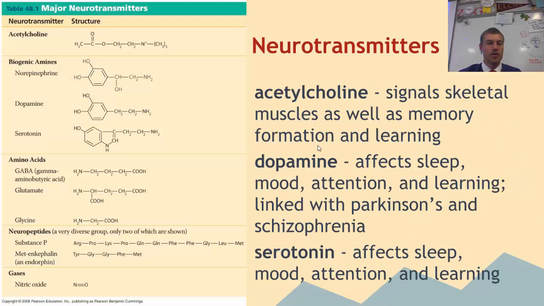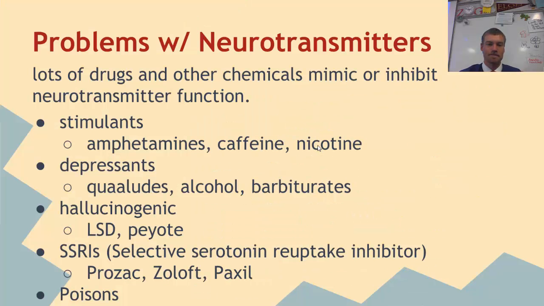Now, there are a lot of different neurotransmitters out there. There are some major ones, and we're just going to take a look at 3 of them real quick. We've got acetylcholine. It is used in skeletal muscles as well as memory formation and learning. You've got dopamine, which affects your sleep, mood, attention, and learning. It has been linked with Parkinson's and schizophrenia. And then you've got serotonin, which also affects your sleep, mood, attention, and learning. And there are lots of different types of neurotransmitters that can be used. They can be affected by how strong the signal is, whether or not there are certain amounts of inputs of the signal, all kinds of different things.